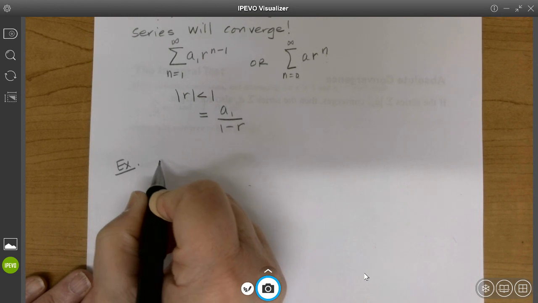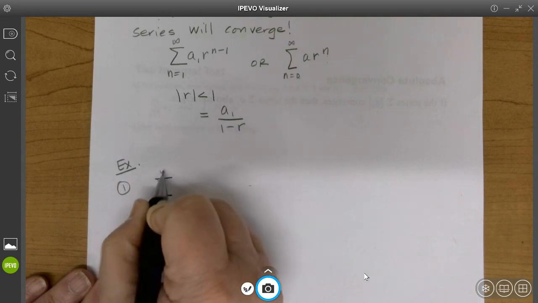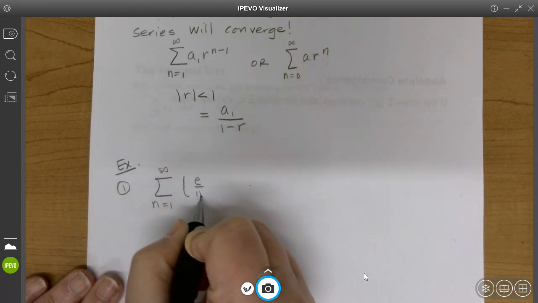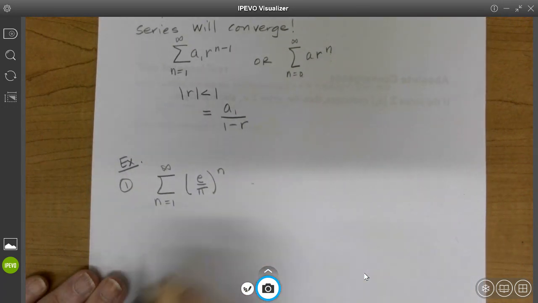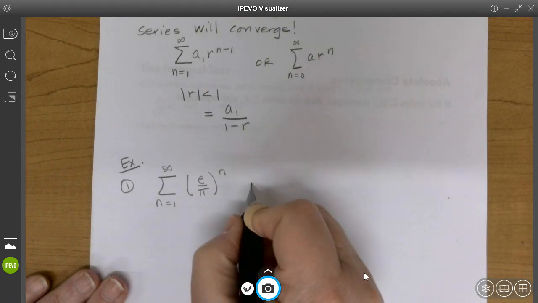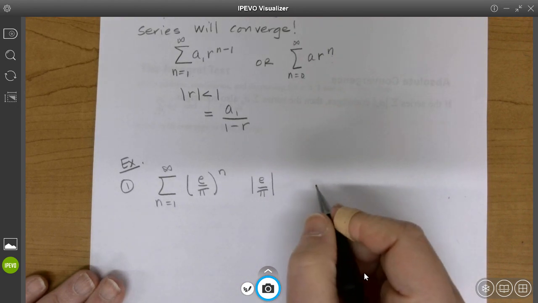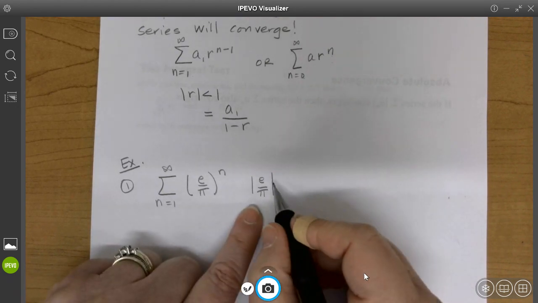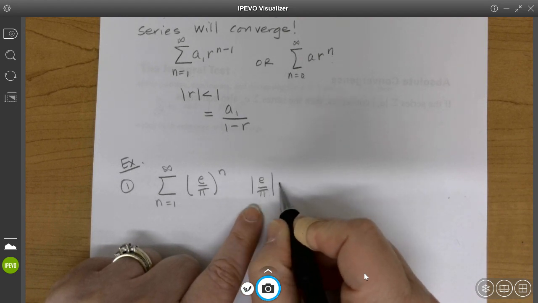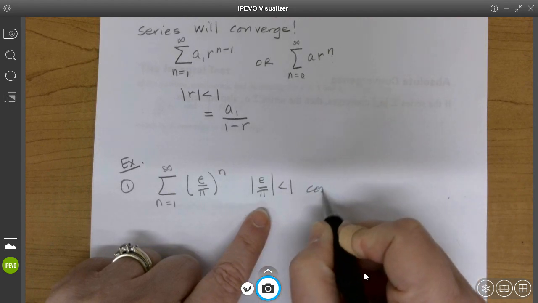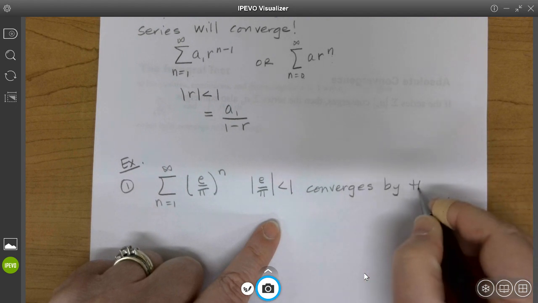And of course the question is again, converge or diverge? So here's example number 1. The sum from n equals 1 to infinity of (e over pi) to the n. All right, e over pi. Well, we have to figure out what r is, and that's clearly what r is. So we're going to take the absolute value of e over pi. We have to decide if that's greater than 1 or less than 1. And e is 2.718, and pi is 3.1415. So this ratio here is less than 1. So we can say this series converges by the geometric series test.